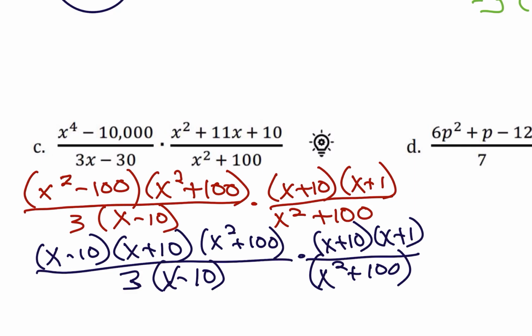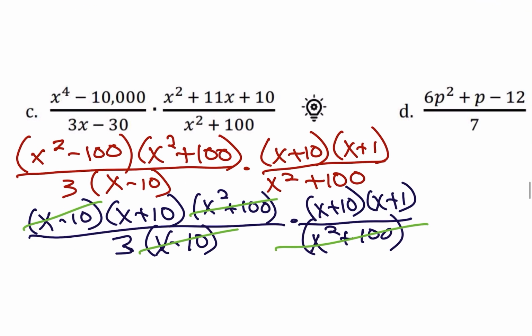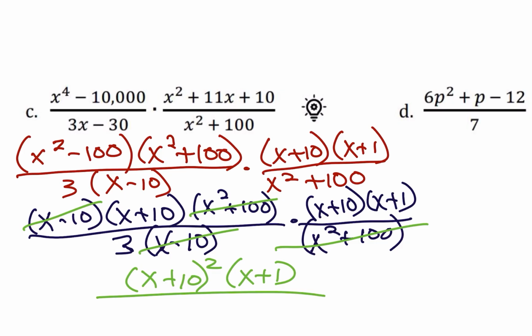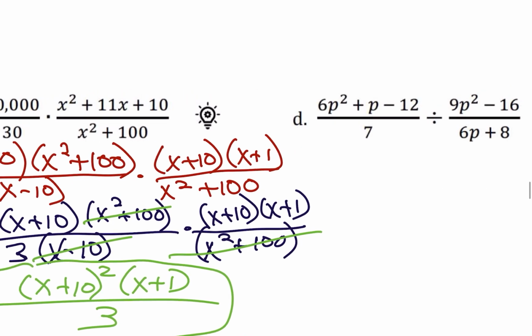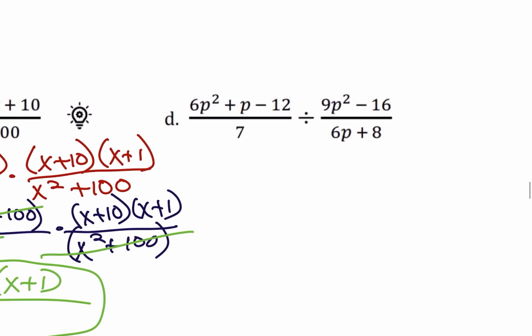Okay, let's see what cancels now. x squared plus 100 over x squared plus 100. How about the x minus 10 and the x minus 10s? Not as many things as I was hoping for, but we are ready for our final answer now, which is going to be x plus 10, the quantity to the second power, times x plus 1, that's everything in the numerator, just over 3, and we're done. This is our final answer. Okay, let's go to D.